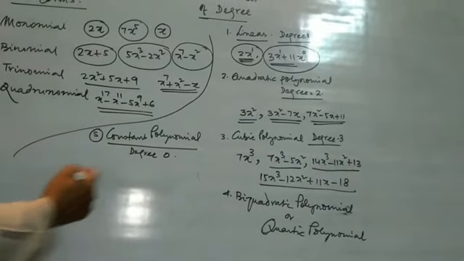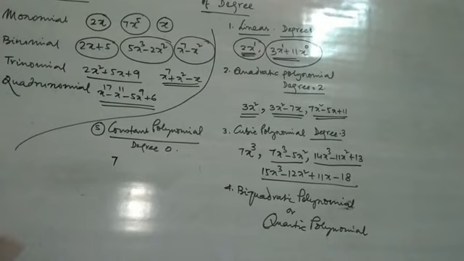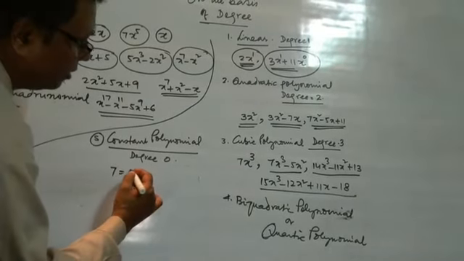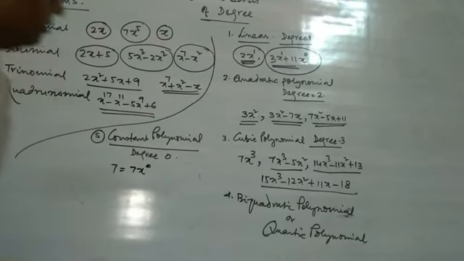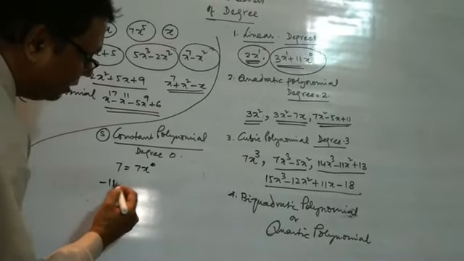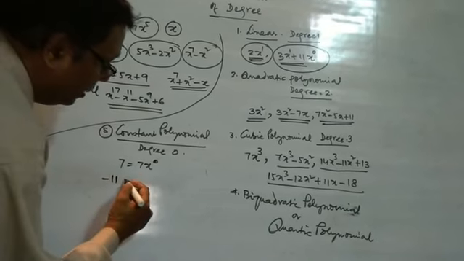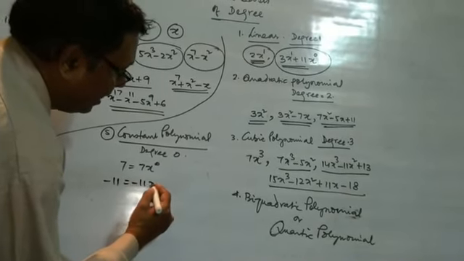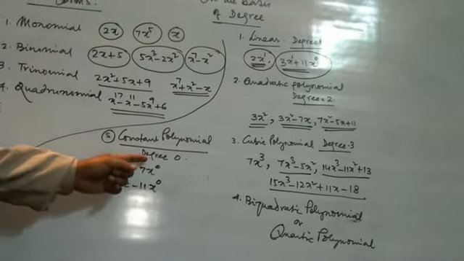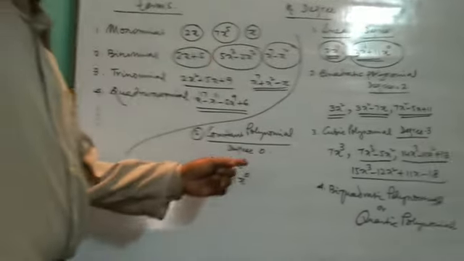Write any constant number, suppose 7. It's a constant polynomial, because 7 can be written as 7 into x to the power 0. You are writing 11, minus 11. Yes, it is a constant polynomial. You can write it as minus 11 x to the power 0. So what we are finding is that the degree of a constant polynomial is 0.